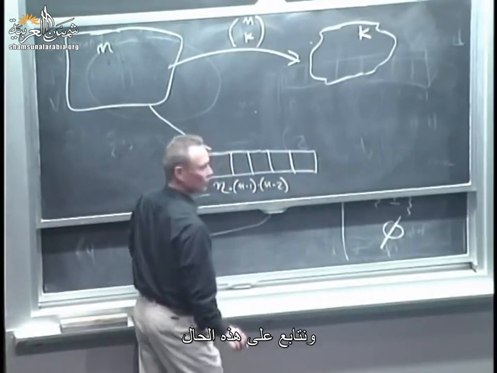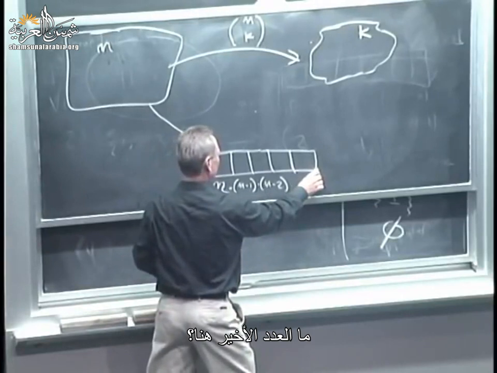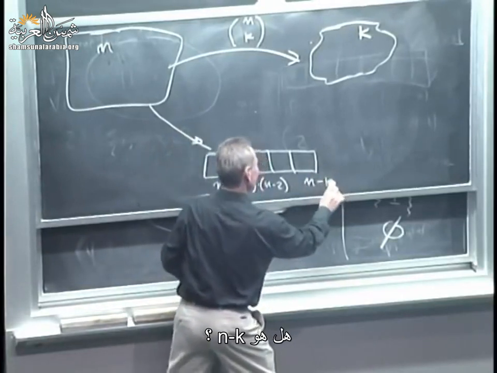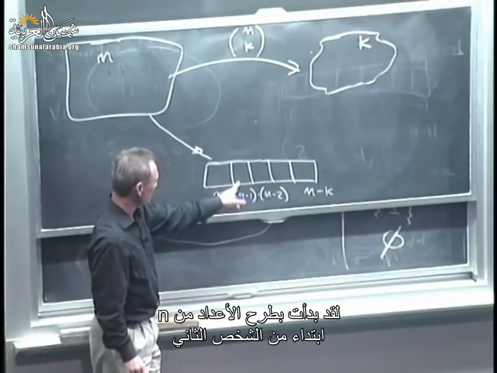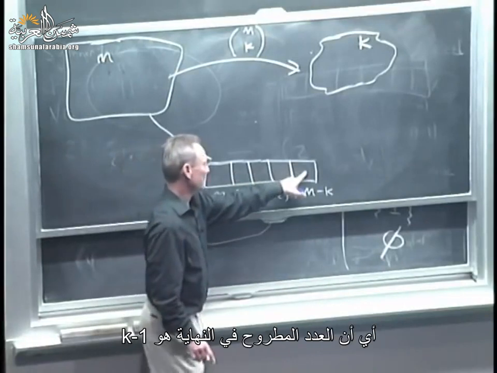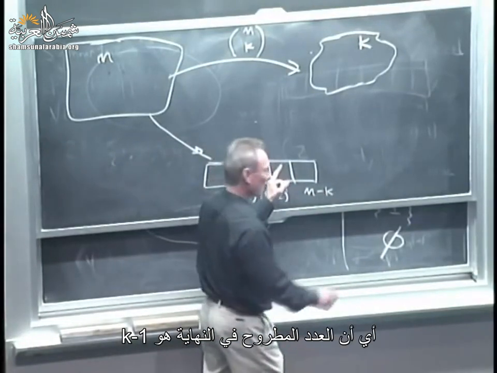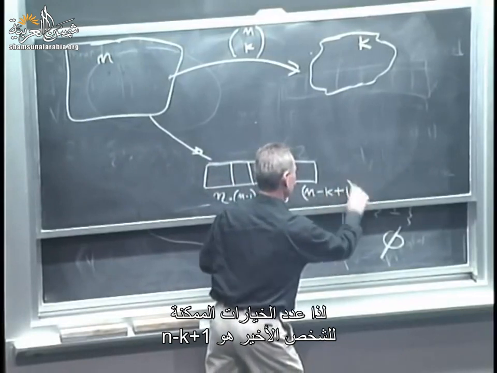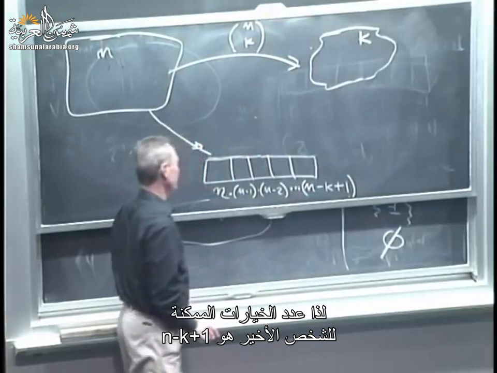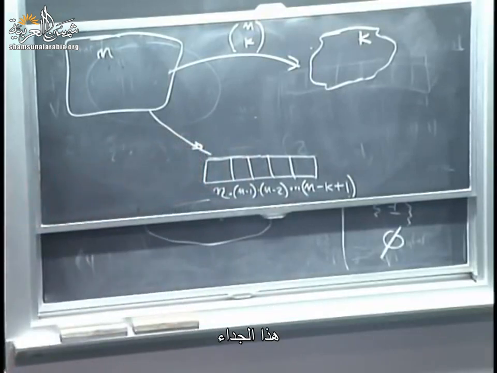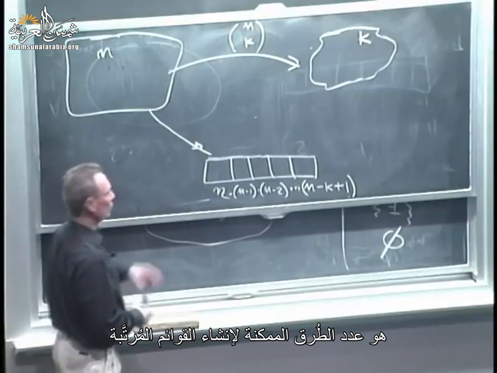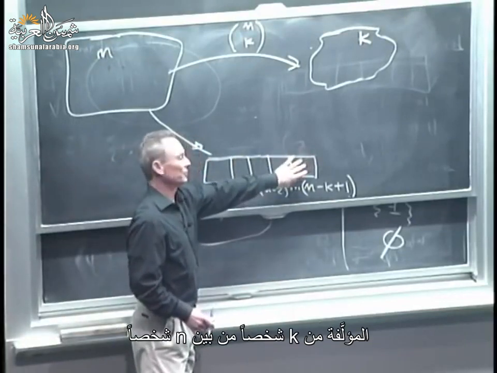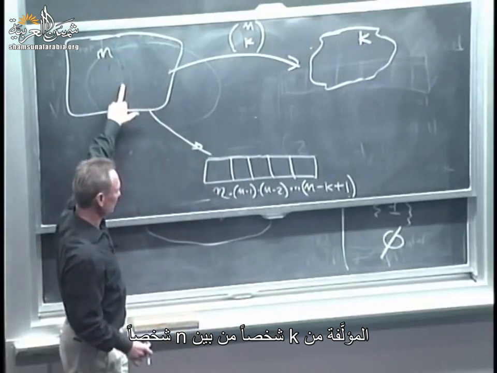And this keeps going on. Well, what is going to be the last number? Is it n minus k? Well, not really. I'm starting subtracting numbers after the second one. So by the end, I will have subtracted k minus 1. So that's how many choices I will have for the last person. So the product of these numbers gives me the number of ways that I can create ordered lists consisting of k people out of the n that we started with.